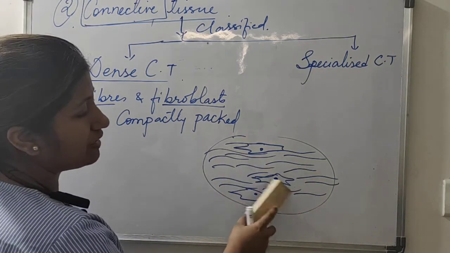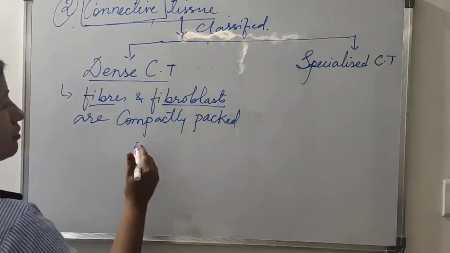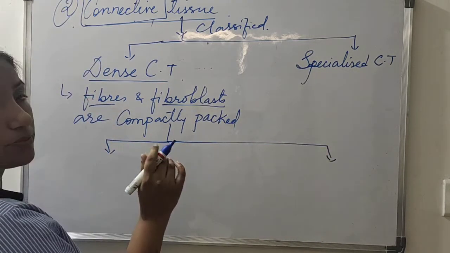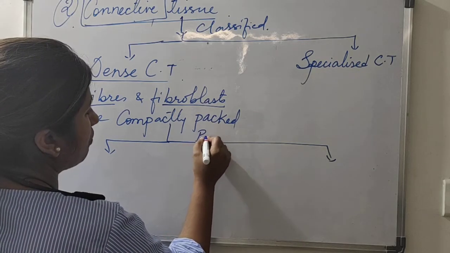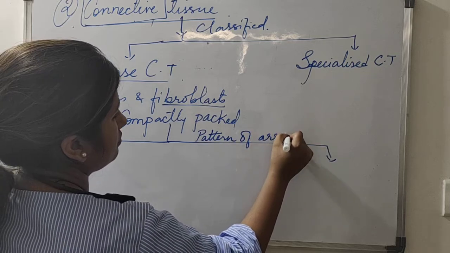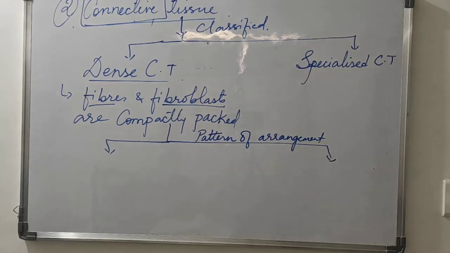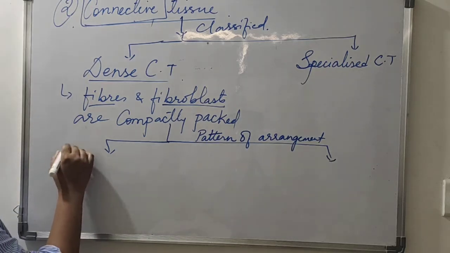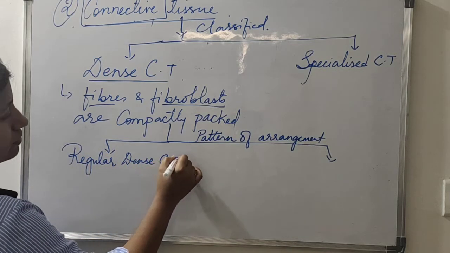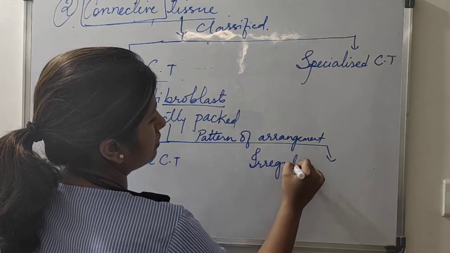This pattern of arrangement of fibers and fibroblasts can be of two types. On the basis of pattern of arrangement, we have two types of dense connective tissue. One is regular dense connective tissue, and one is irregular dense connective tissue.